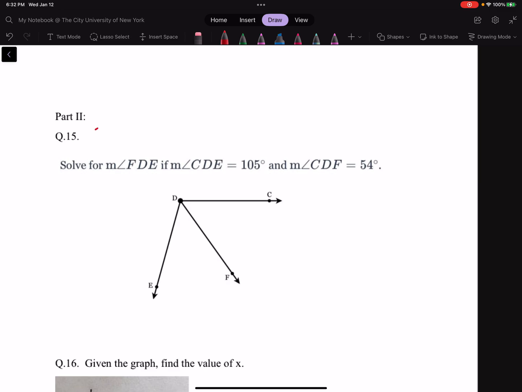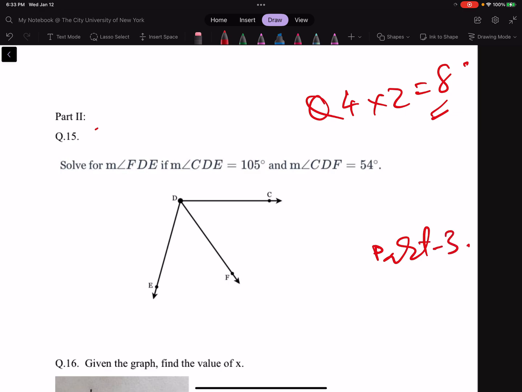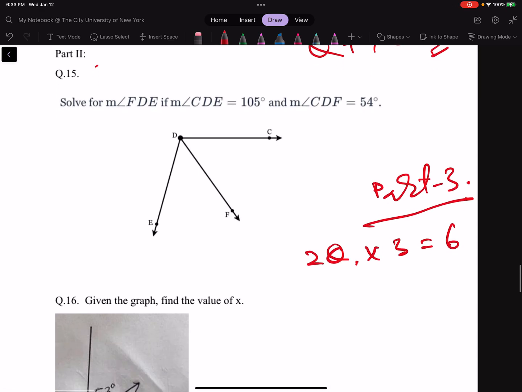So let's say here, in part 2 you will have 4 questions, each 2 marks, so 8. And then part 3 will again be student response. You will have two questions, each 3 points, so 6 points. And in part 4, you will have only one question. That's a geometric proof that will have 6 points. Okay, so let me go with that.